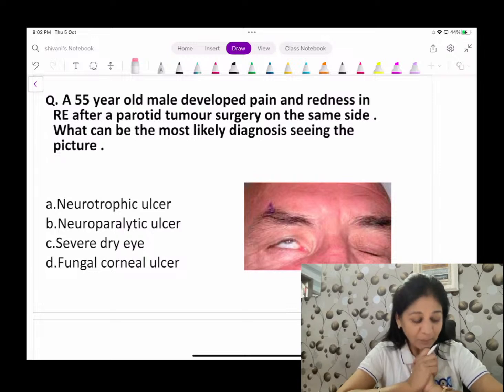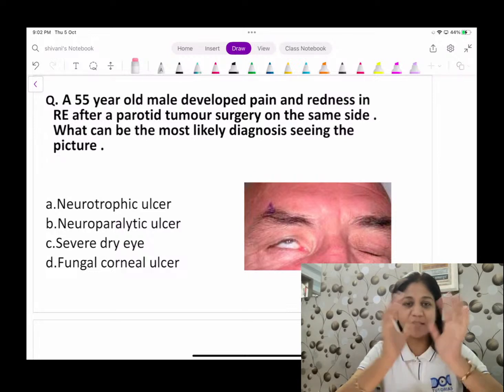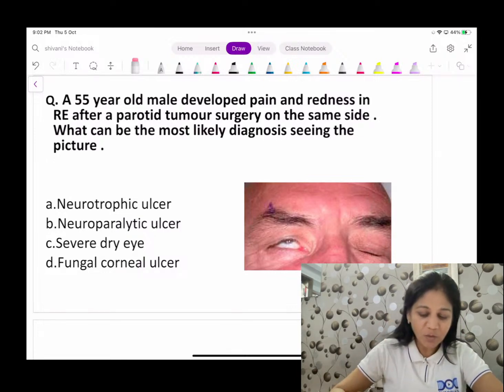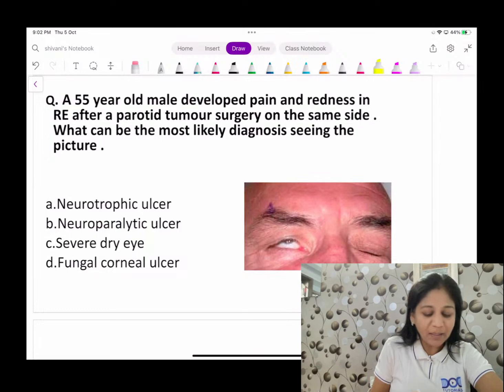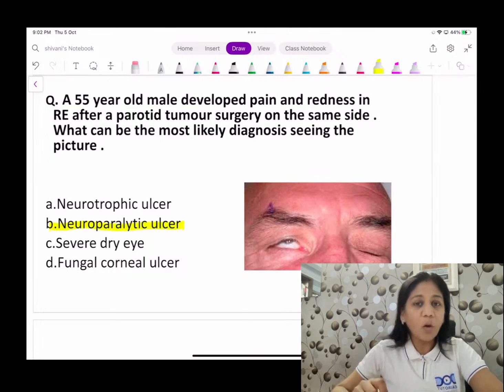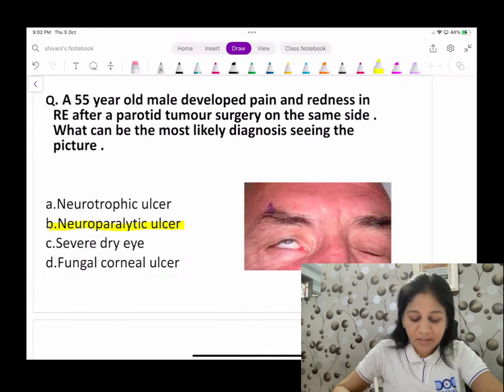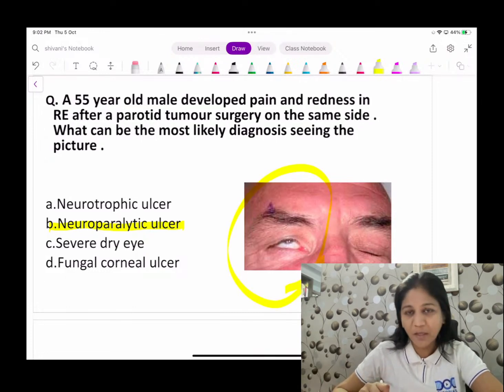So guys, it's a very important expected question because it's a clinically integrated question. Let me tell you, the answer to this question is neuroparalytic ulcer. Now let us talk about what happens when there's a parotid tumor surgery and what is the clinical problem here for the patient. If you can see, the patient is trying to close the eye. The left eye is normally closed. But what about the right eye? Can you see the right eye is not able to close completely?